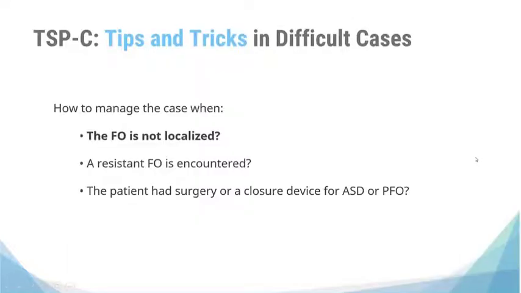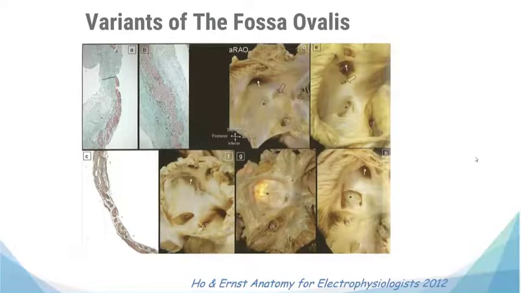So now let's consider in a few minutes tips and tricks in difficult cases. What to do when the fossa ovalis is not localized, is not unexpected, because you see that there are many anatomical variants of the position and of the width of the fossa ovalis. In these cases, it will be very easy to perform a transseptal puncture, whereas in this case, it might be difficult to perform the transseptal puncture.